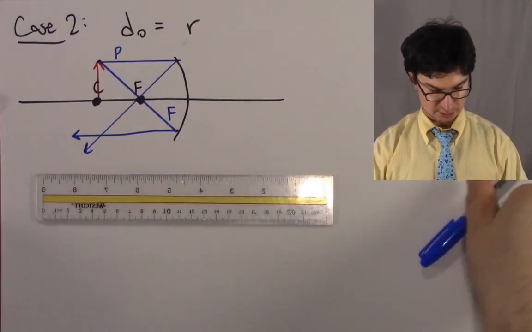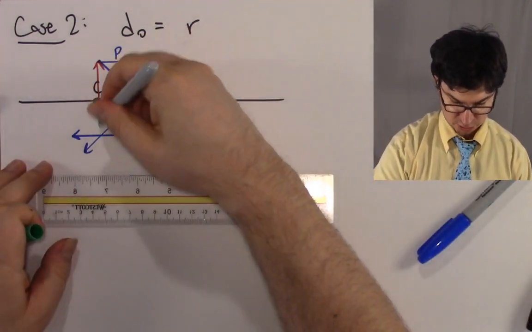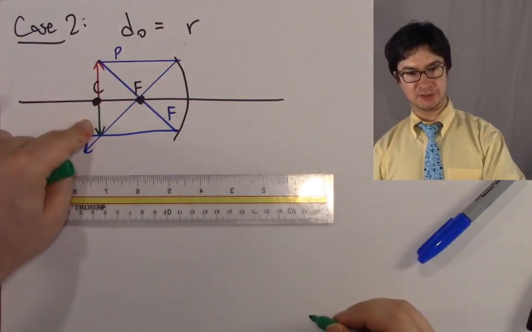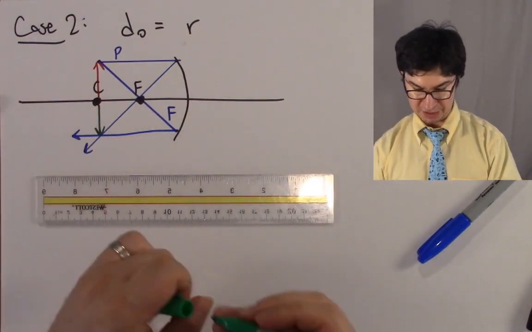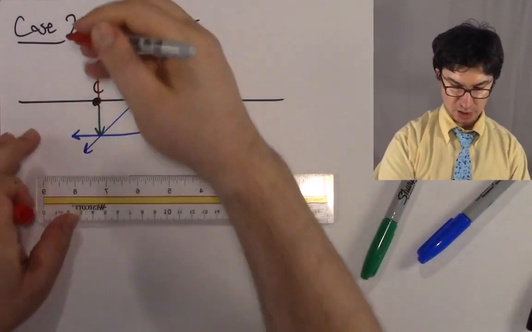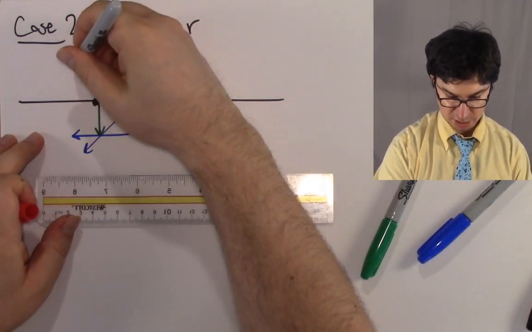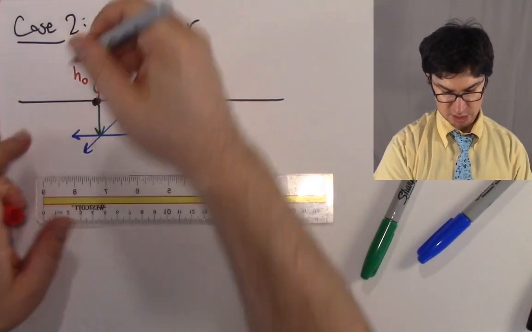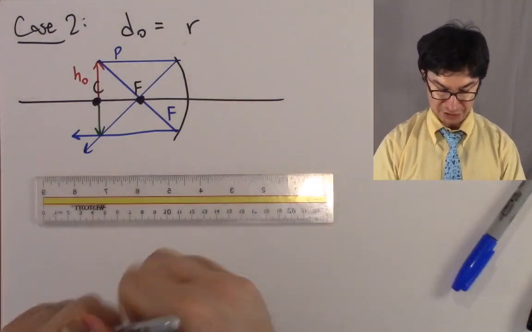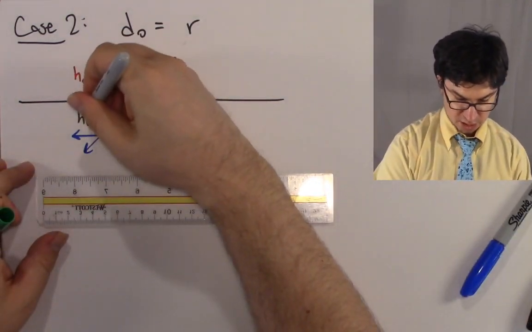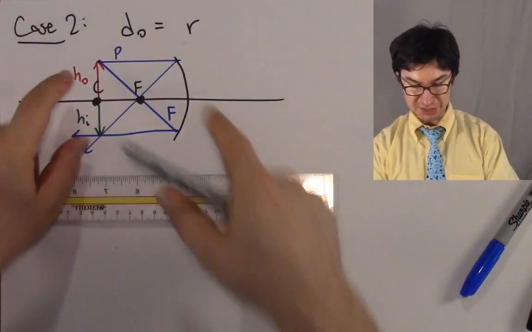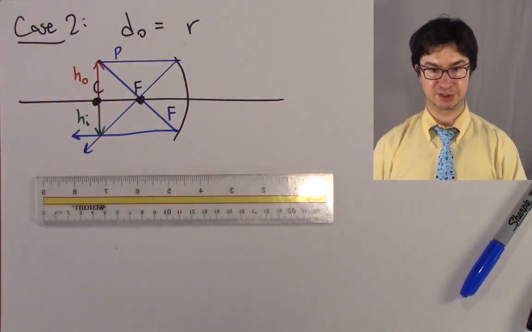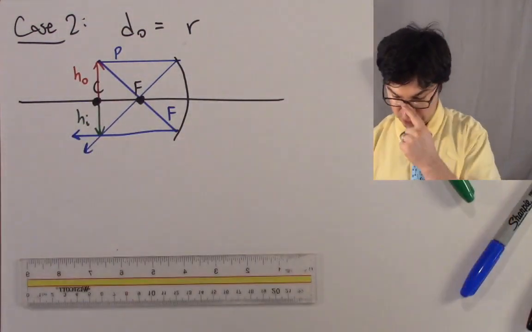And look at this. Something very special occurs. Notice that the geometry of the situation predicts that this object height is going to be equal in magnitude to the image height, and the object distance should be the same as the image distance. Let's see if that's true based on the equations.